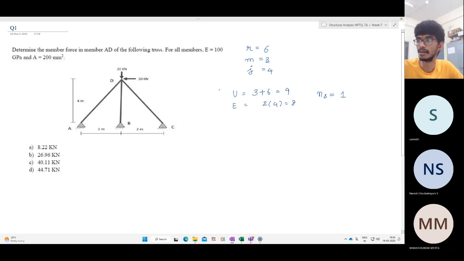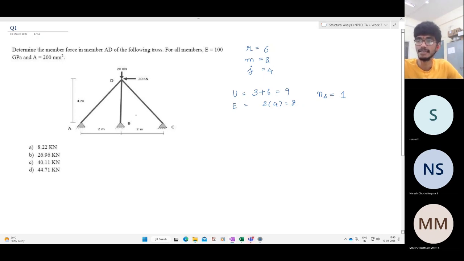So this is a special case. If you separate between external and internal, internal will be negative. That means without the reactions, this structure itself is unstable. So the internal instability is compensated by the external indeterminates. So in this case, the overall degree of static indeterminacy is 1. You can find out the internal and the external separately later.